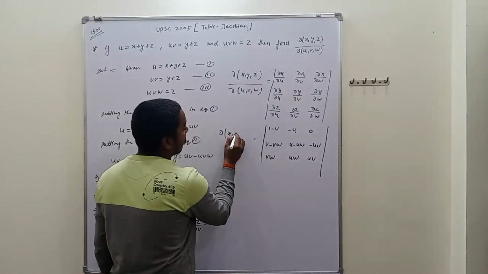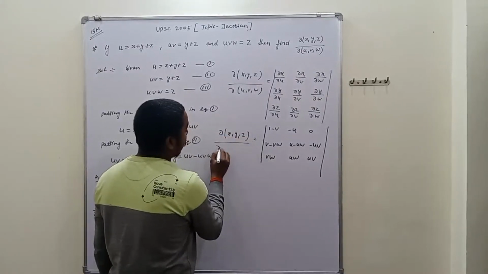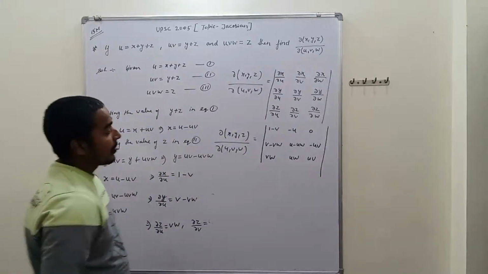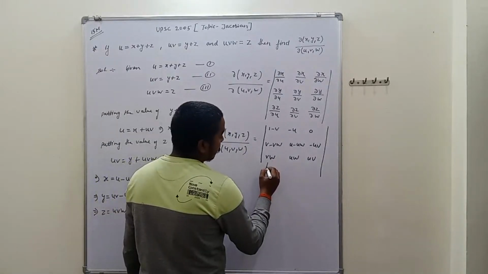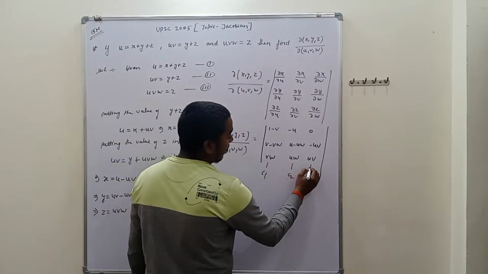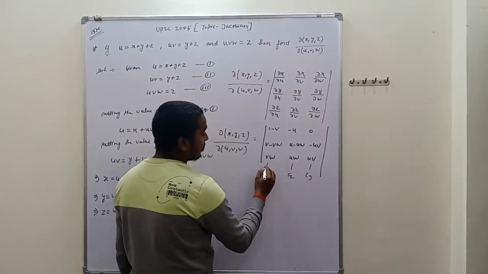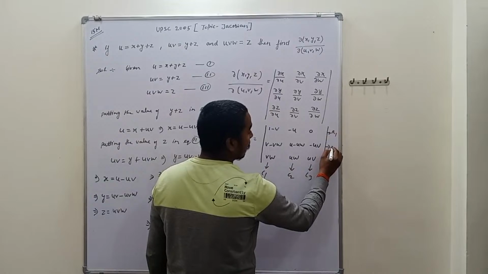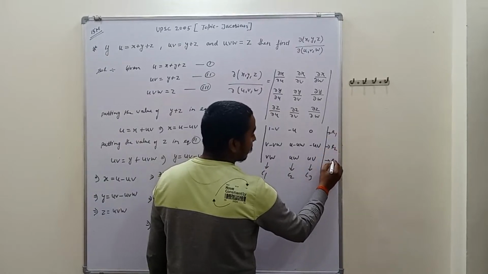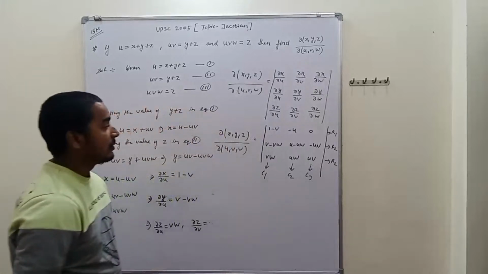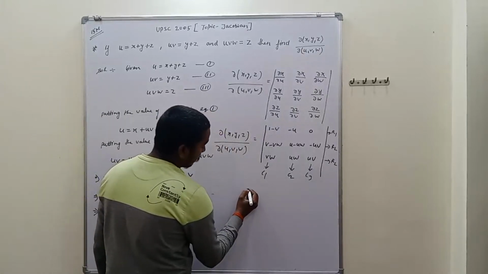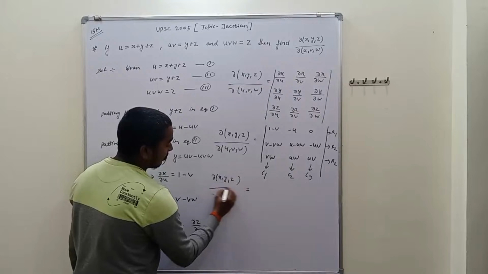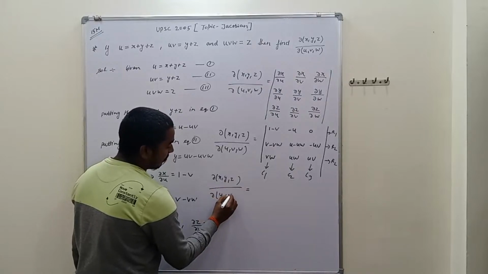Del of x comma y comma z upon del of u comma v comma w. Further we have to solve this. These are columns C1, C2 and C3, and these are rows R1, R2 and R3. We have to take a row operation on del of x comma y comma z upon del of u comma v comma w.